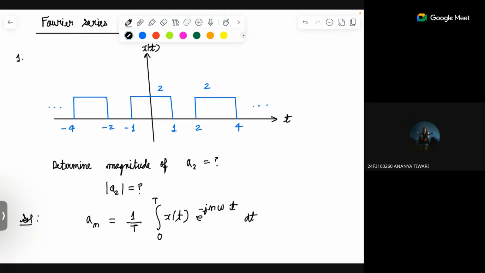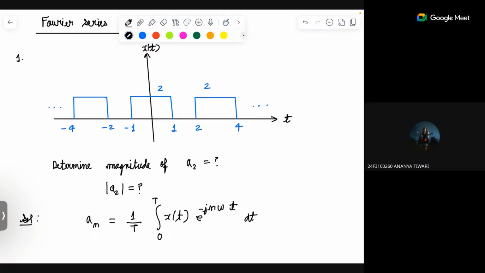Ma'am, I got 1 by 3 omega bracket 1 minus e to the power. Okay, just 1 minute is left, then I will start solving. I'm not sure what you got, but you can try to simplify it further. When you get those e raised to the power of something, then remember cos theta is e raised to the power of j theta plus e raised to the power of minus j theta by 2, and similarly we have for sine. So using that you can try to simplify.